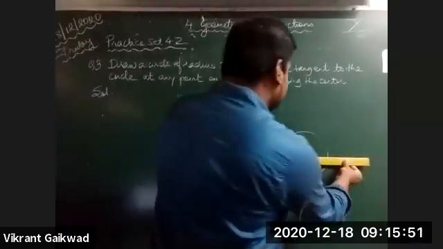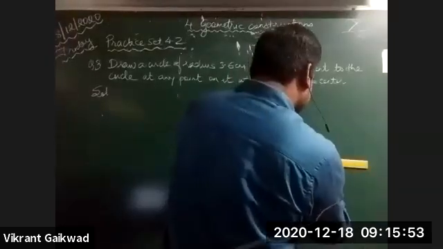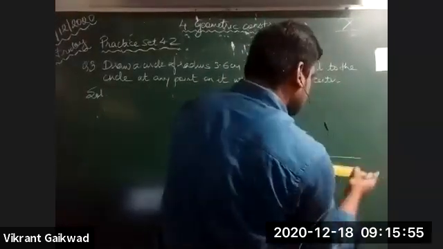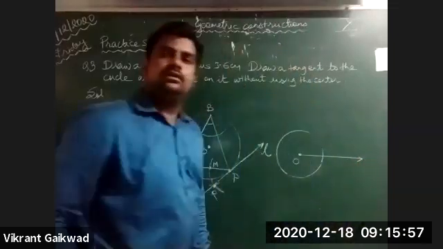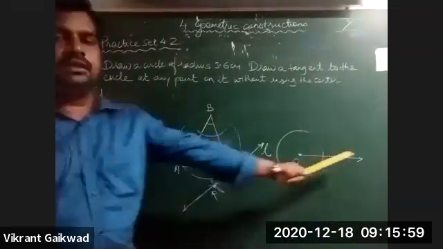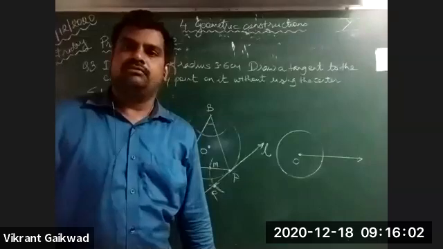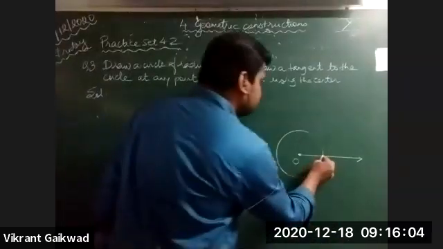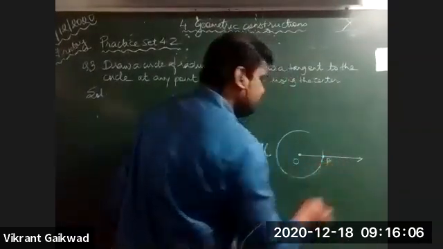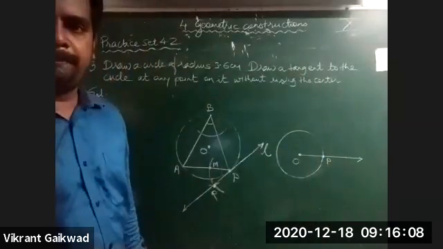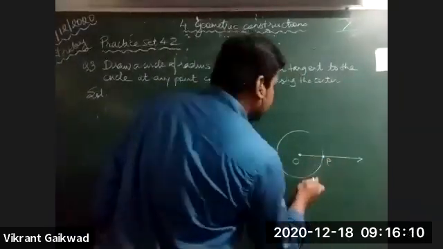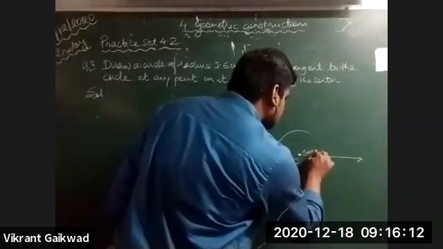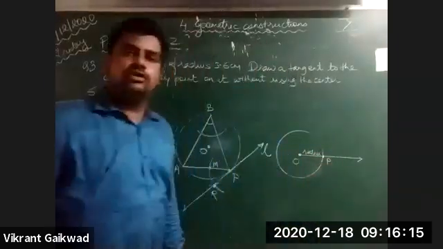Now what you have to do is draw a line which would be passing through the circumference. Say any point on the circumference, I'm taking this point as P, whatever the given point is. So this OP is going to become the radius.